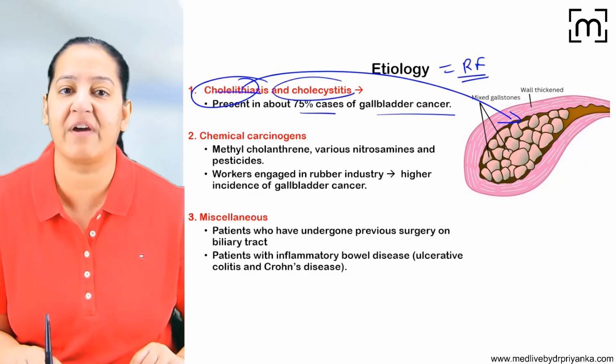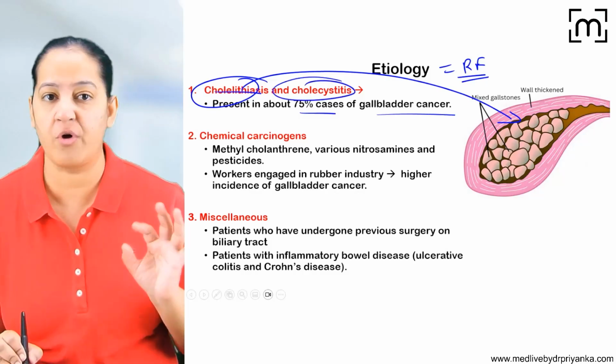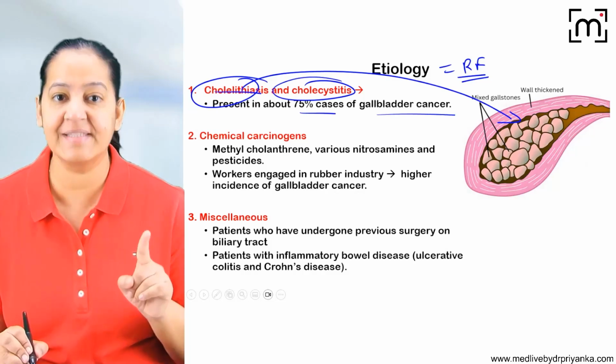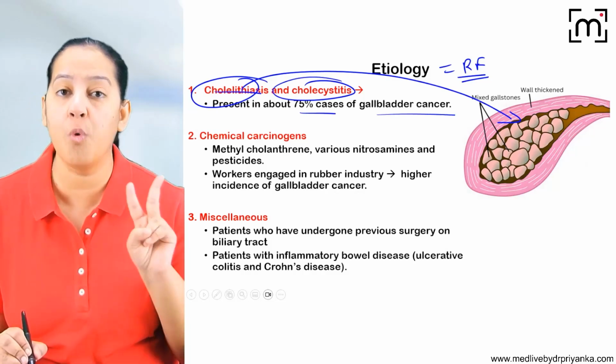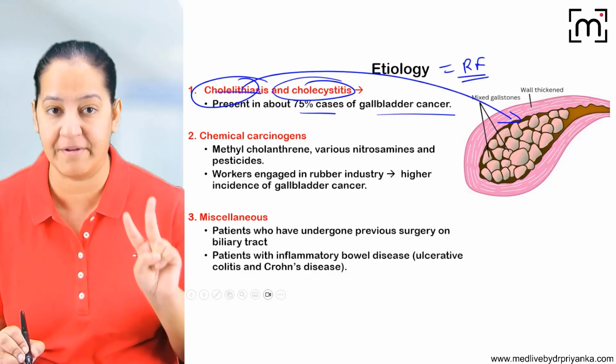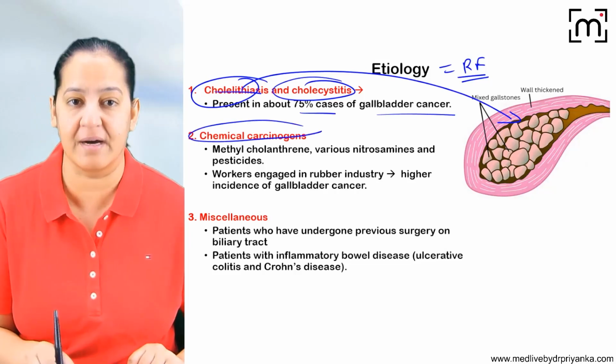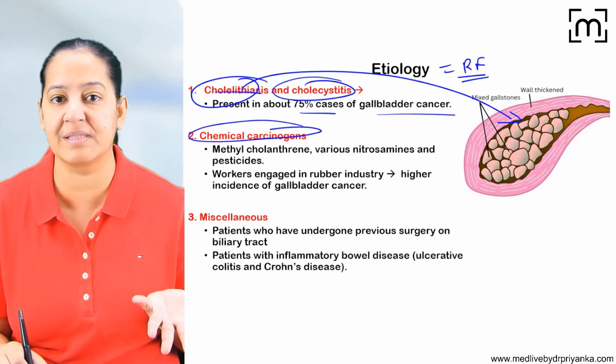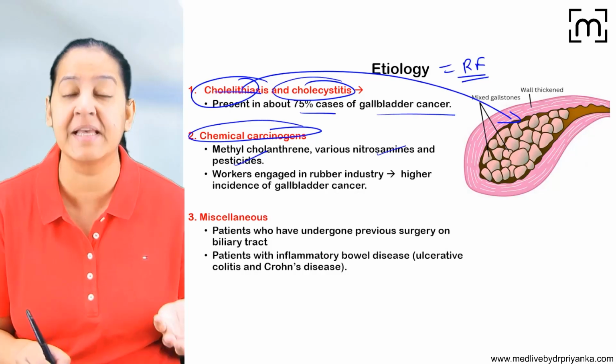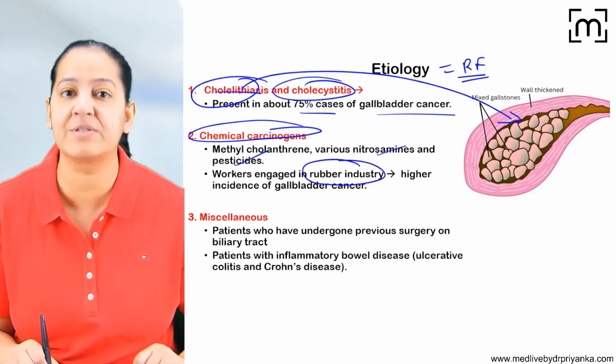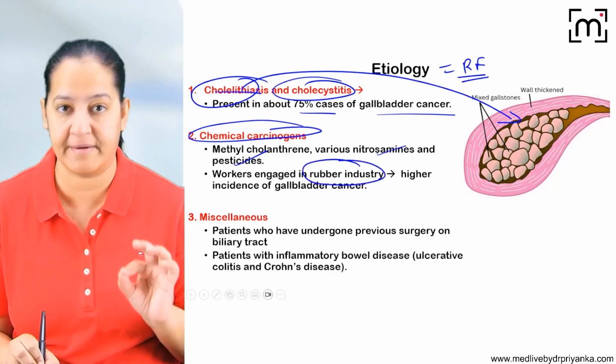And the second risk factor is cholecystitis. So acute or chronic cholecystitis. So cholelithiasis and cholecystitis are the two most important risk factors for gallbladder carcinoma. The second is chemical carcinogens. There are many chemical carcinogens like the nitrosamines, pesticides. The persons who work in rubber industry are at high risk of developing gallbladder carcinoma.